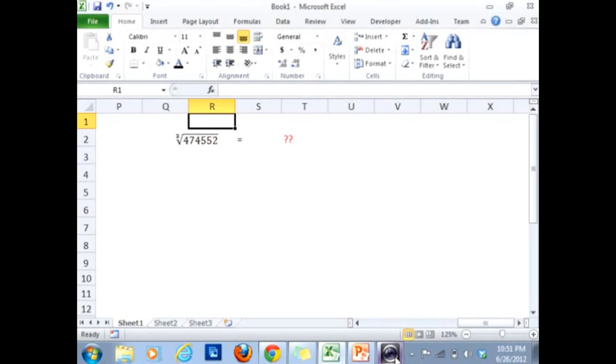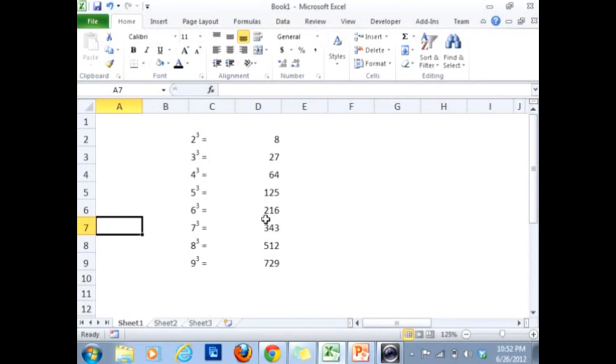Hi everyone, in this tutorial I will show you how to get the cube root of a large number without using a calculator. For example, I have 474552 and I want to get the cube root of this number. So before going further, we first have to look at the table for cubes from 2 to 9. So here is the table.